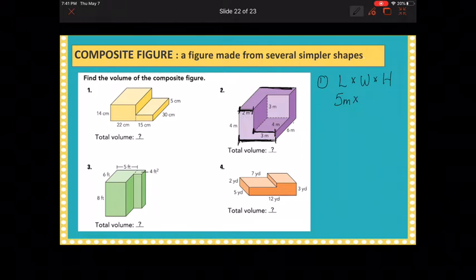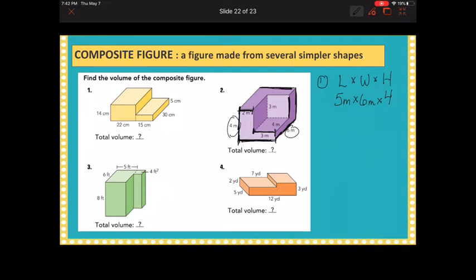Let's do our width front to back. Right here, they gave it to us. 6 meters times the height. There isn't one here because it's not a full length. Ooh, look right here. They gave it to us right here. 4 meters is the length of the whole prism. 5 times 6 times 4. Well, 5 times 6 is 30 times 4. 120 meters cubed is the whole prism.